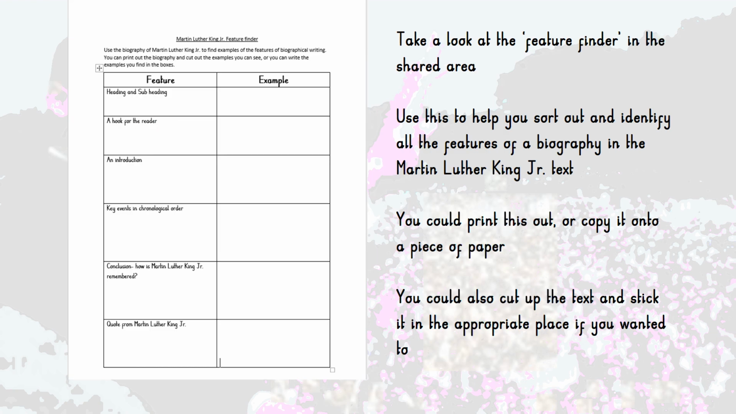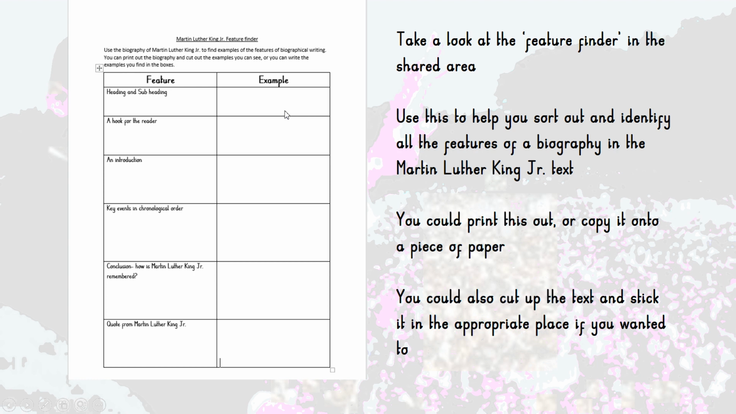So in the shared area, you will find a feature finder. If you can't find that, don't worry, you can pause the video and you can use the one you've got on screen right now and you can just write things down instead. That is no problem, okay? What I've done is it's just a little chart where I've put in all the features, those physical features, not the language features, that's something you can think about afterwards, just those physical features of a biography. And then what I want you to do is find the examples of those in the text.